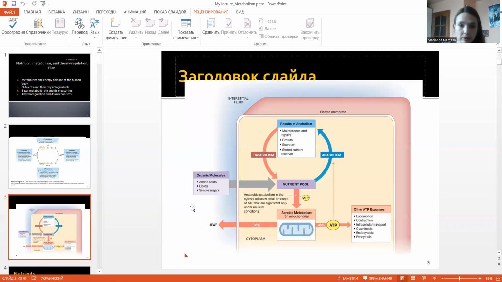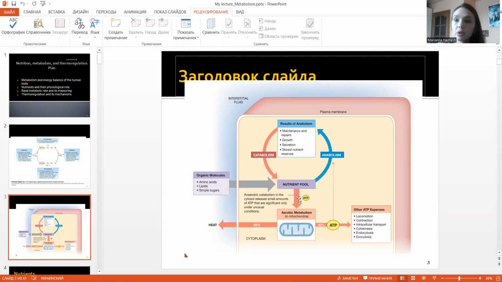In this slide, we could see how the smallest organic molecules like amino acids, lipids, and simple sugars make up our nutrition pool. First of all, we can use them for anabolic processes: maintenance and repair, growth, secretion, and storing of nutrients. Further, when the smaller nutrients build together the bigger ones, they will be used for catabolism. And as a result, after catabolism, we once more receive our nutrition pool.